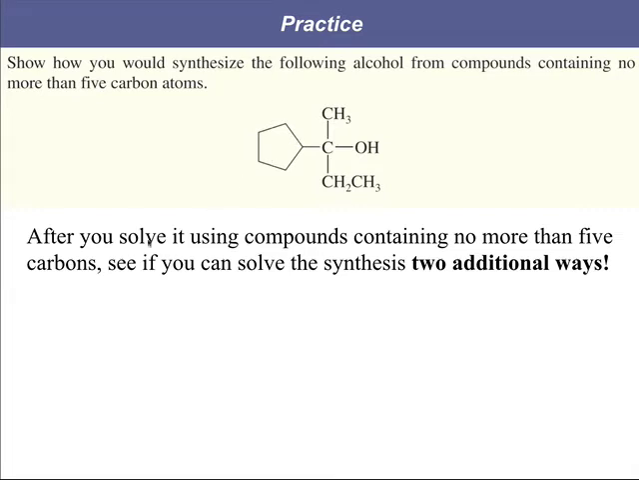Now, after you solve this, starting from compounds containing no more than 5 carbons, there are 2 other ways you can do it. That removes the limitation, if you can do it 2 other ways using molecules that have more or fewer carbons. So see if you can find 2 more ways to do it, ignoring this arbitrary limitation of no more than 5 carbon atoms. Give it a shot. We'll go over it in lecture. I have a note that shows the retrosynthetic analysis of this molecule and kind of shows the logic of how you decide where you want to start to get here.